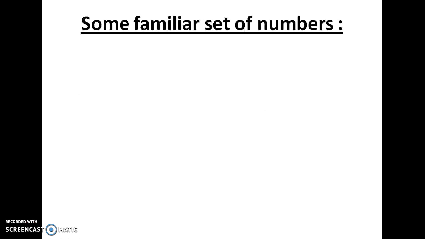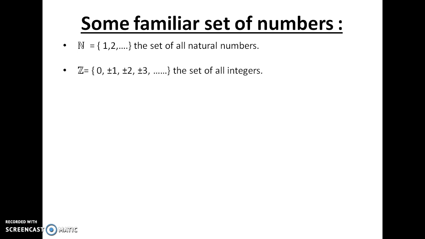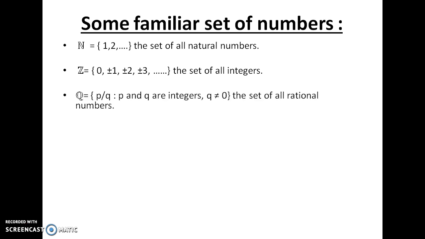Some familiar examples of sets of numbers. Capital N denotes the set of all natural numbers like 1, 2, etc. Capital Z denotes the set of all integers like 0, plus minus 1, plus minus 2, plus minus 3, and so on. Capital Q is the set of all rational numbers of the form p by q, where p and q are integers and q not equal to 0. Capital R, the set of all real numbers.